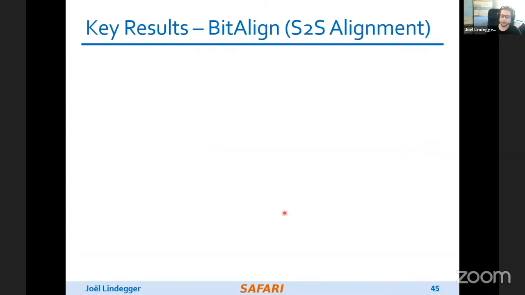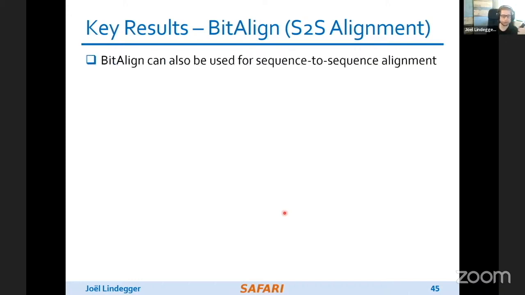Now, for fairness, we also evaluate sequence-to-sequence alignment, because that's the only place where any hardware accelerators exist. So the only graph baselines so far were software, because there are simply no hardware accelerators for graph alignment. But to have at least an idea of where we stand, we also compare to sequence alignment accelerators.